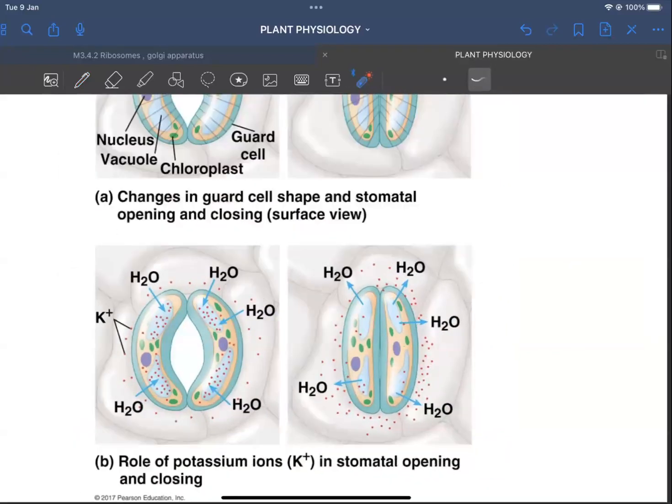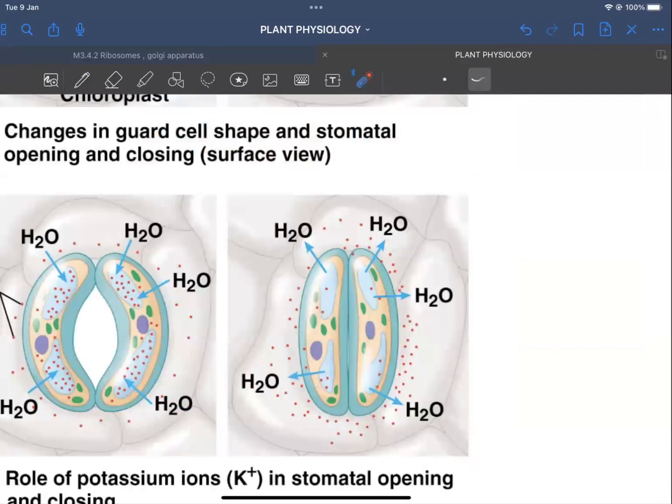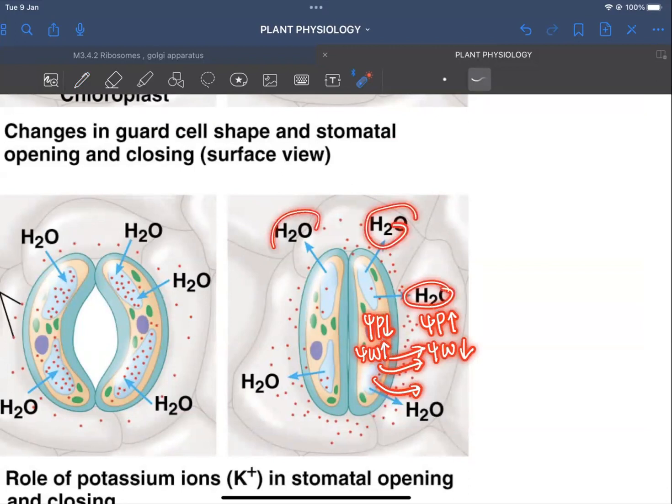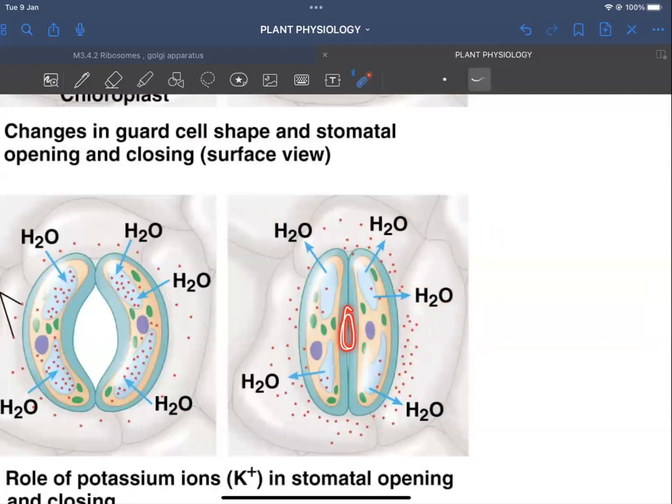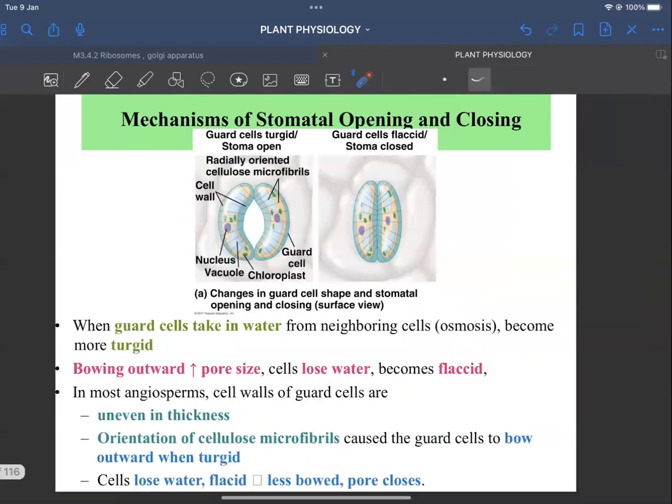All right, so when there's a lack of potassium ion, or the potassium ion flows out, the solute potential will decrease over here, and the water potential will increase. The water potential over here is higher, causing the water to flow out. That's why all the water is flowing out, making it flaccid. When it is flaccid, the stoma is going to be closed. So this is the mechanism of the stomatal opening and closing.